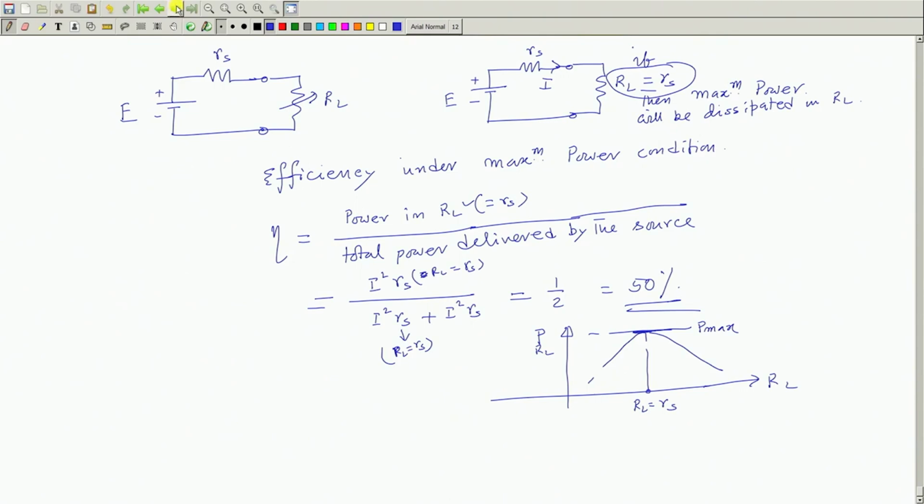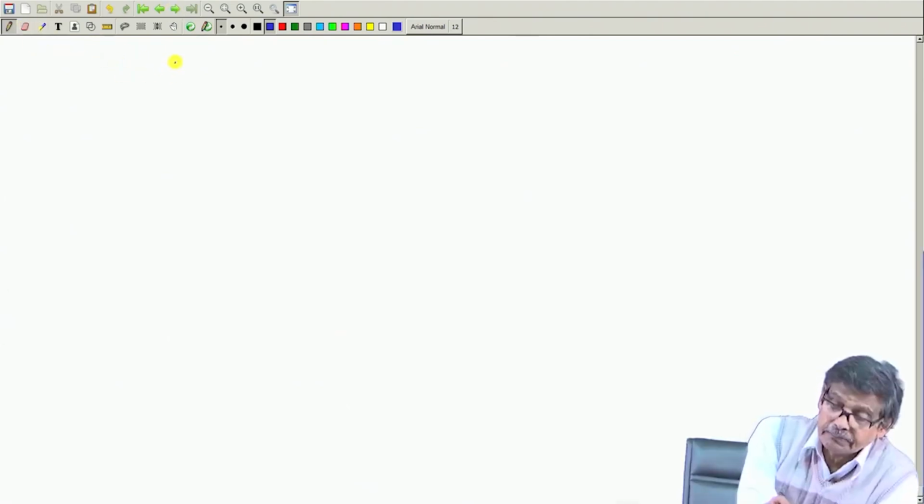Now, things will be a bit complicated if it is AC circuit, maximum power.